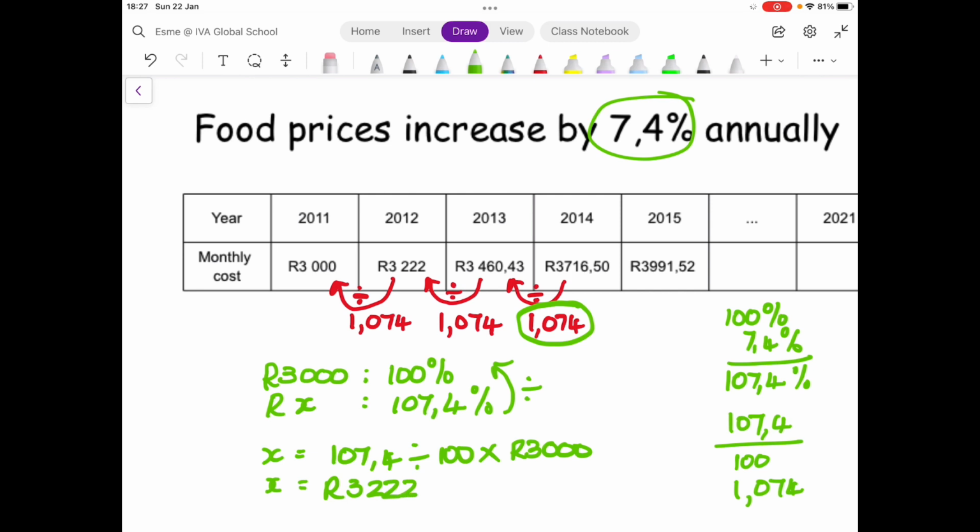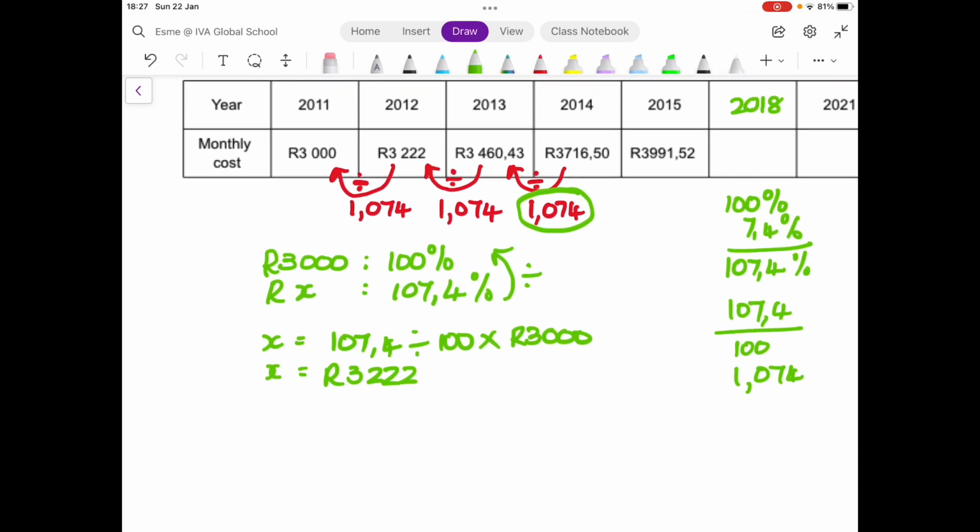Right, unlike the others, we cannot set up an equation and go and calculate, for example, the food price in 2018. We have to do a year-on-year calculation. So I would first have to go to 2016. So 2016 now becomes my base year, which is my 100%, 3,991.52 represents my 100%, and I want to know what the increase is if I add 7.4%. So how much is it going to cost me?